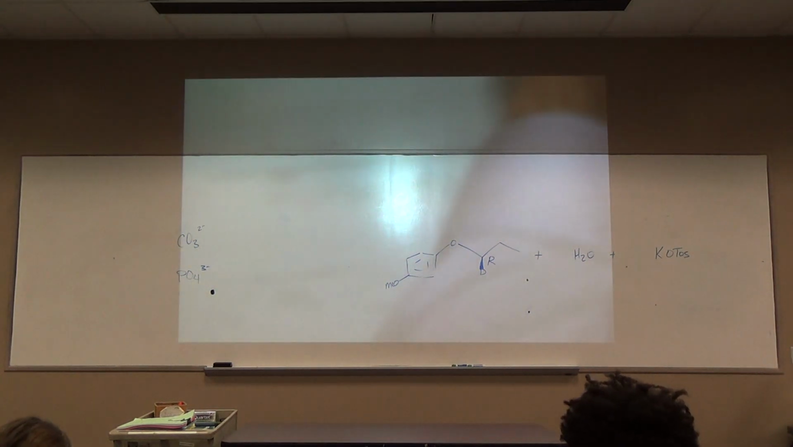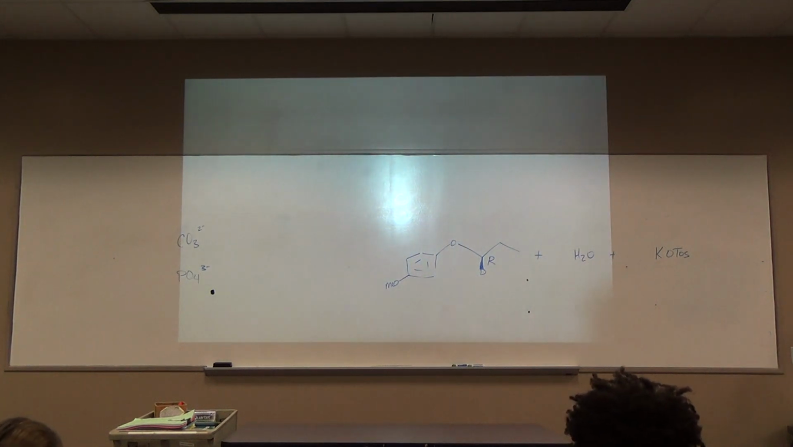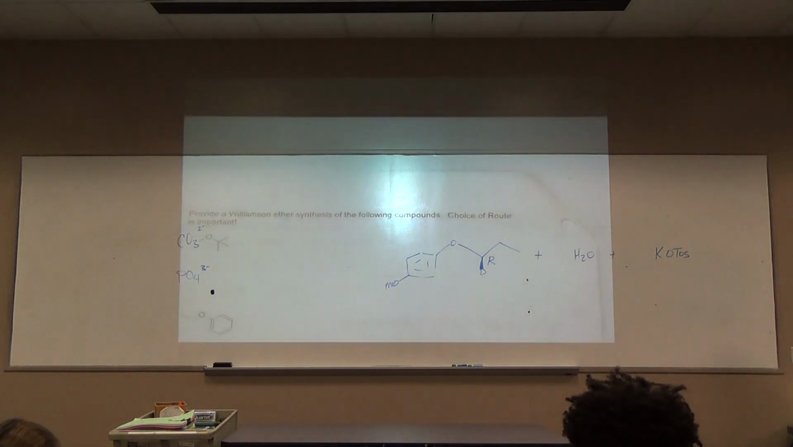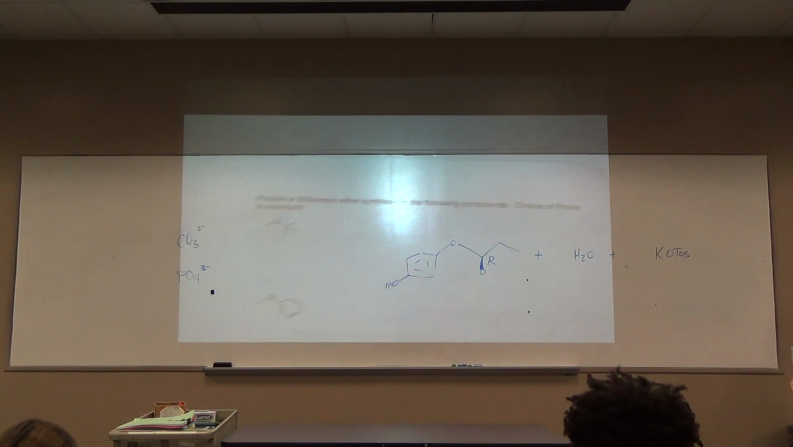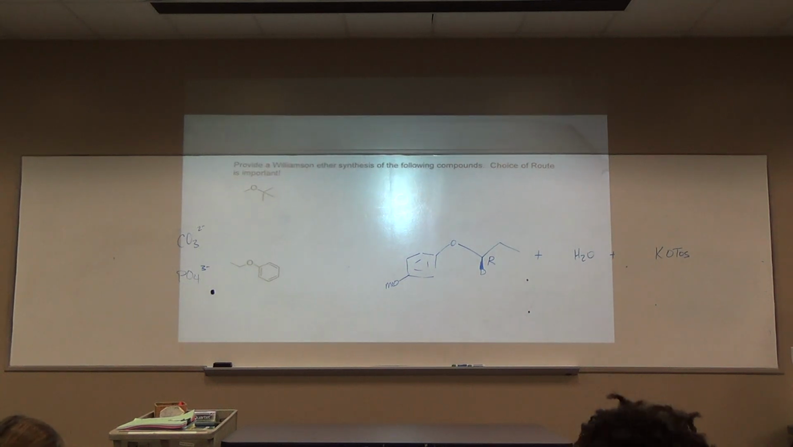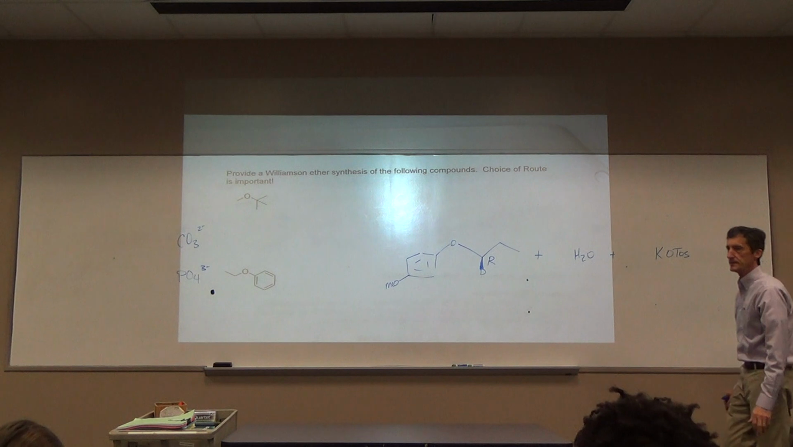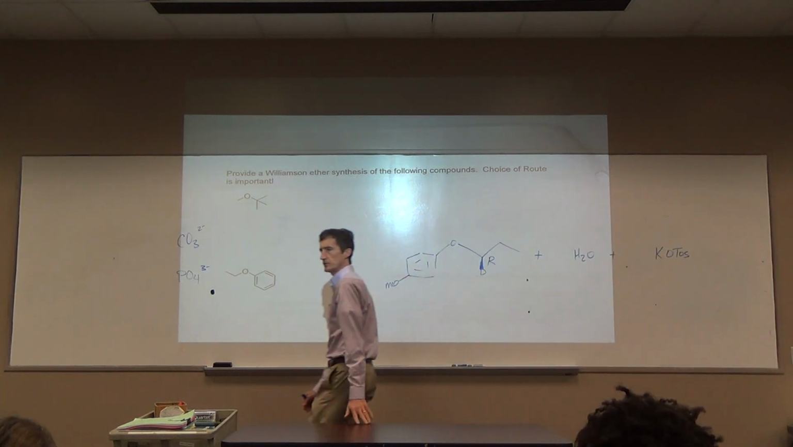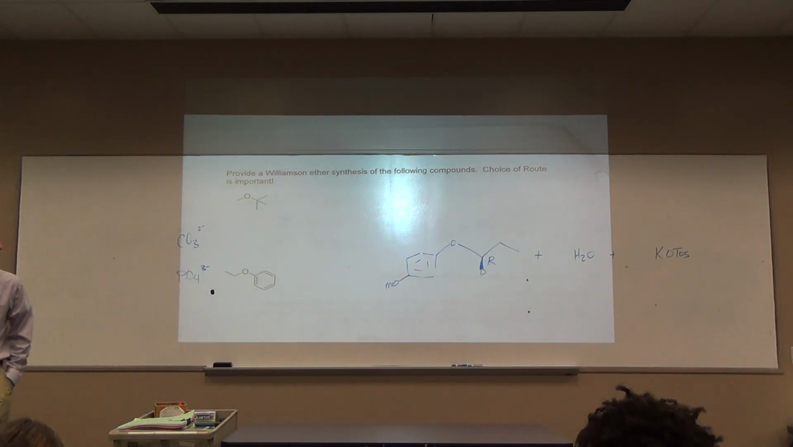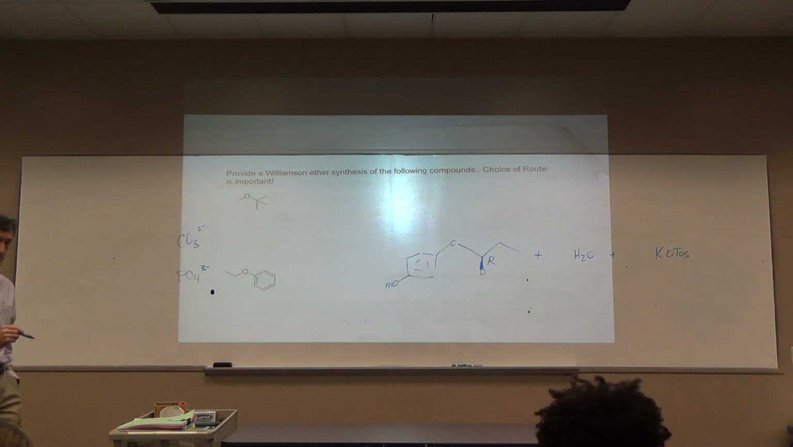Okay, need to be able to go backwards. We did a touch of this in Organic 1 with me. Did you guys do retrosynthesis for Organic 1? Okay. What we're doing here. Here's some ethers. Can you provide a synthesis of each of these? A Williamson ether synthesis? Going backwards. That is, what type of compound do we want to start with?